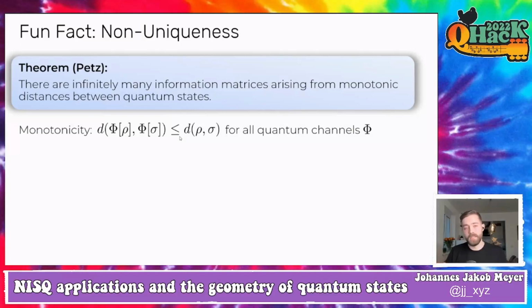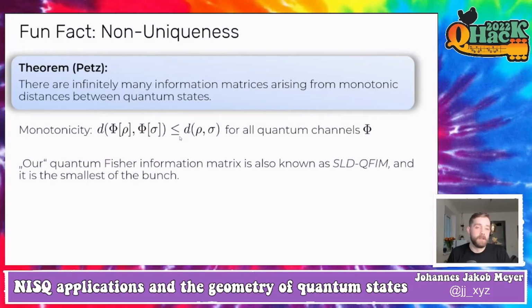Quantum channels describe anything that can happen to a quantum system, be it a unitary evolution, a noise process, or even a measurement. And it says that you cannot make two quantum states more distinguishable by applying some process of that type, for example, a noise process, which also makes a lot of sense. And the Fisher information I introduced to you is one of infinitely many, but it's the smallest quantum Fisher information that you can define in that way.